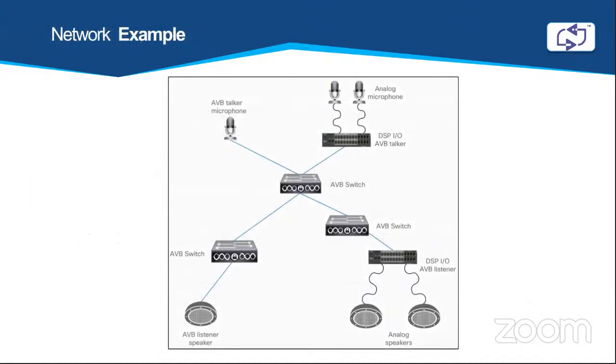So in an AVB network, not very different from a Dante network, you have your talkers and your listeners, and they're all connected with Cat5 cable. You have switches because with AVB, while you can connect two AVB devices directly to each other, as soon as you introduce a third, you need to introduce a switch to distribute everything. So you would have microphones, which would be talkers, and you'd have speakers and DSP IOs, which would be listeners and talkers, depending on whether they're taking audio in or sending audio out.